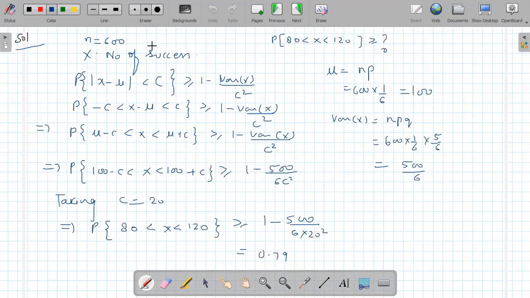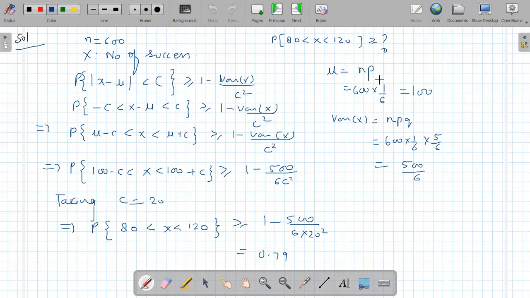So we are given n is equal to 600 and we take x as number of successes, so that we can use this inequality, because we have to find the lower bound. So this is a lower bound. So first of all, we find the bounds on x by simplifying this expression. You can see this is very simple, and here is the final expression.